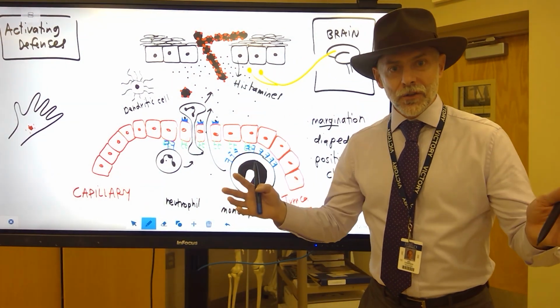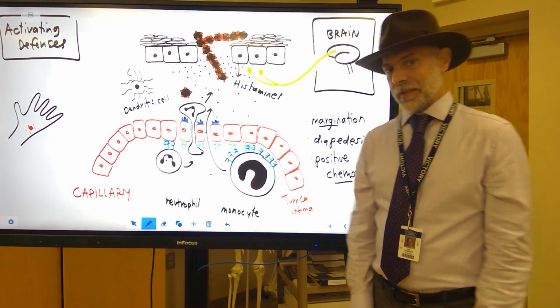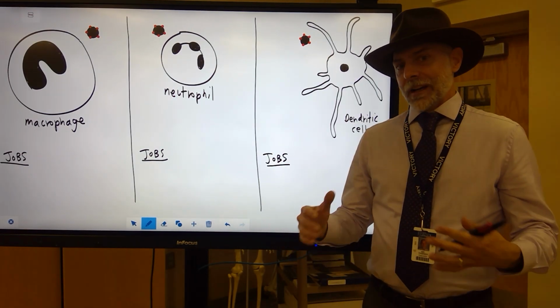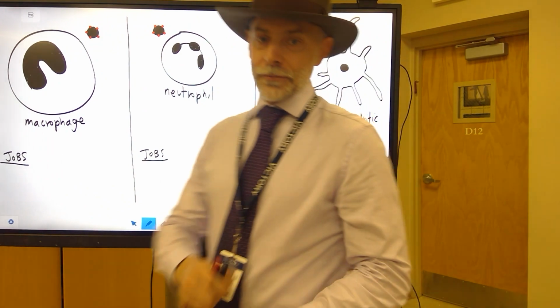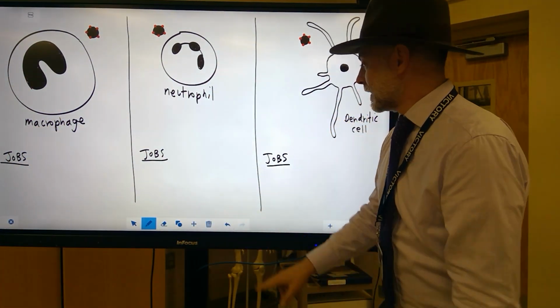Great. But what do they do when they get there? What do those blood cells do once they get to the site of infection? Well, let's go through their jobs really fast, the jobs of what each of these things do. We got the macrophages. Go over here so I'm not in the way.